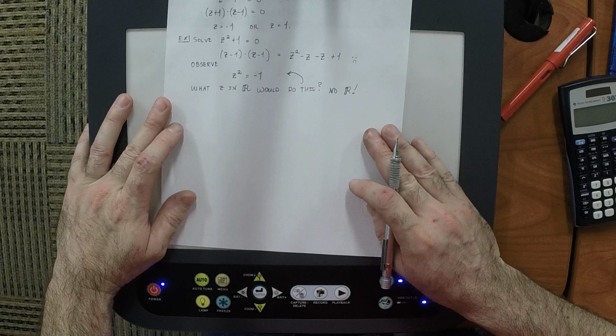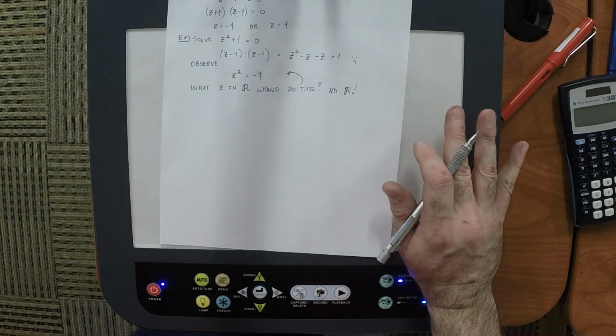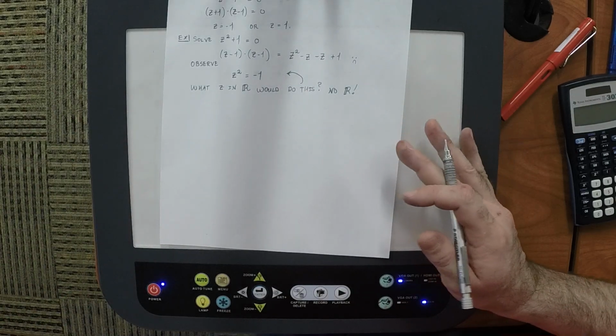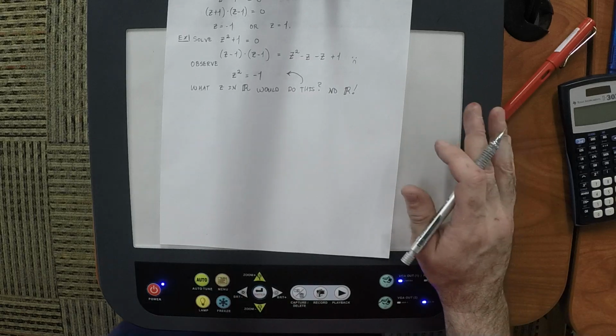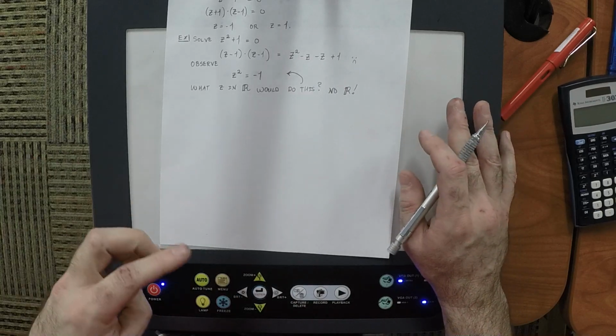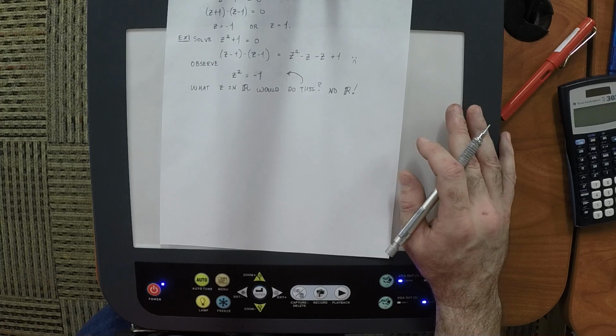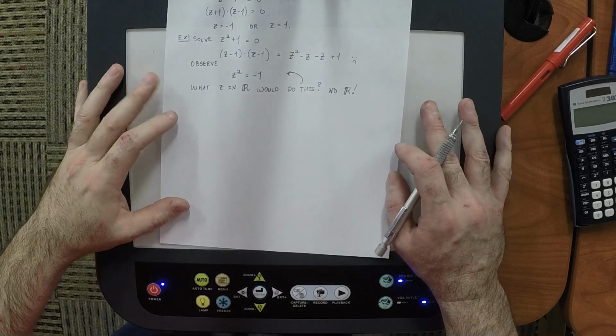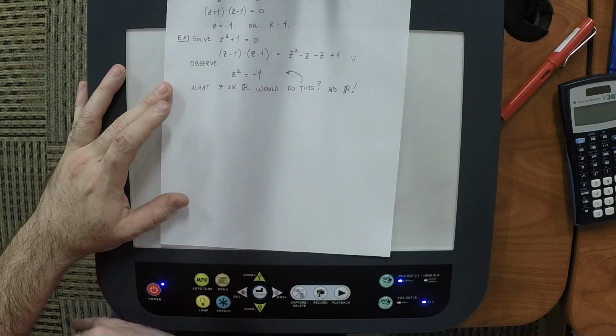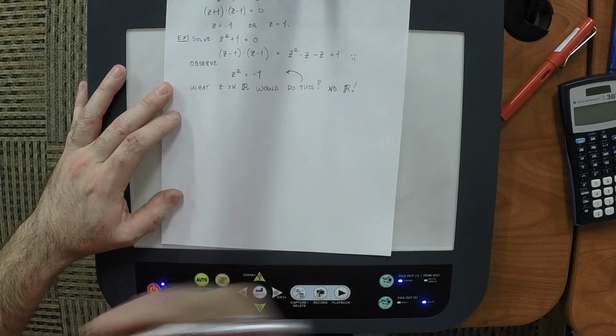Now, in history, most folks were completely satisfied with that, more or less. Like, okay, well, I guess not all equations can be solved. Okay, fine. But there were some folks who said, you know what? I want to imagine what it would be like if there was a solution.